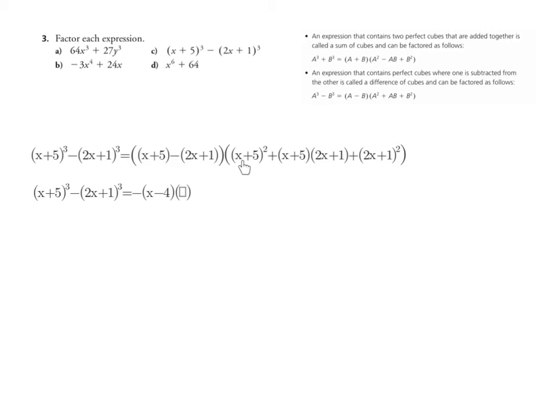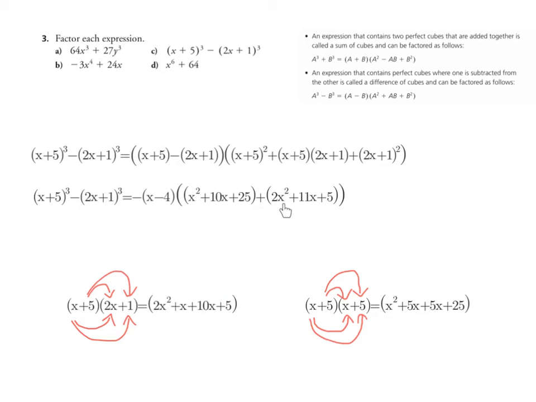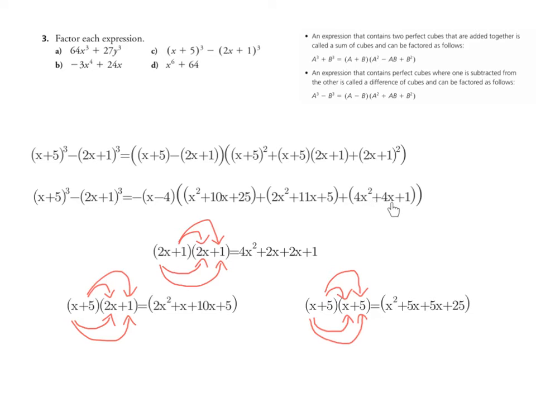All right, the next thing, we got x plus 5 squared, so that's going to be x squared plus 10x plus 25. Now you got x plus 5 times 2x plus 1. So 2x squared plus 11x plus 5. And then we got the 2x plus 1 squared, which will give us 4x squared plus 4x plus 1.